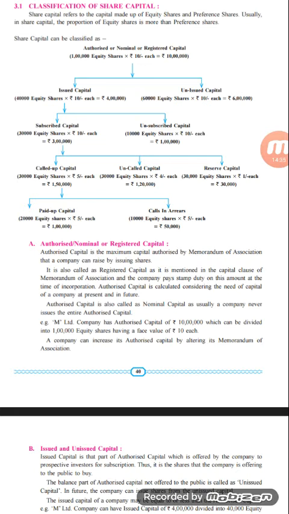In the subscribed capital, again there are three situations which may be there. The company will not collect all 10 rupees at one time. The company will collect these 10 rupees in installments. So first is called up capital.